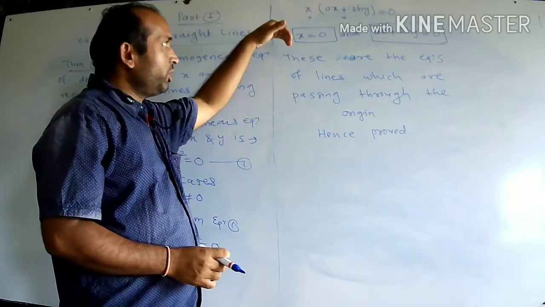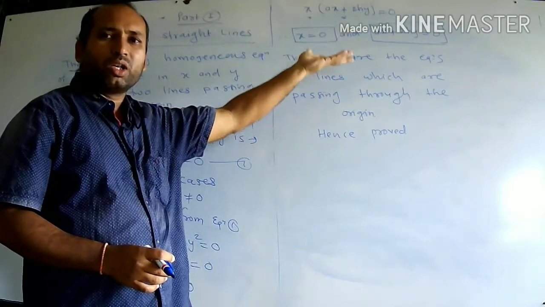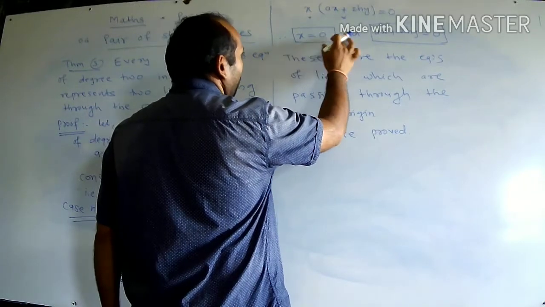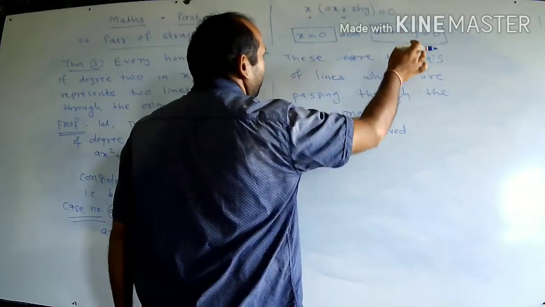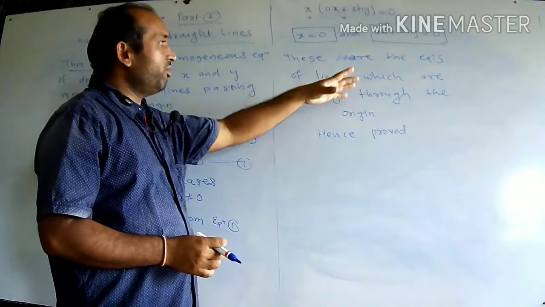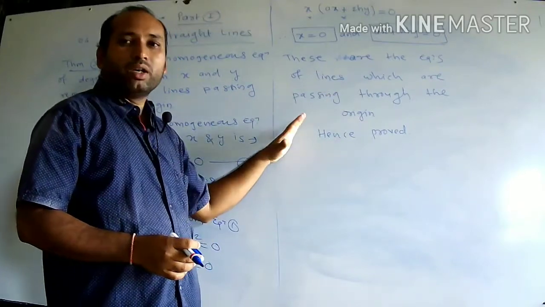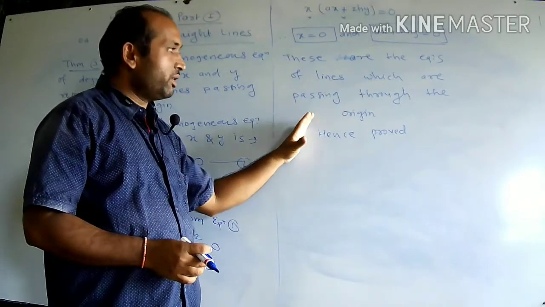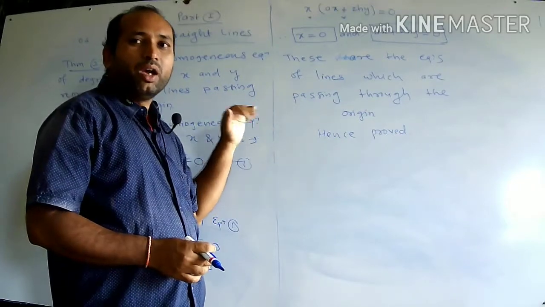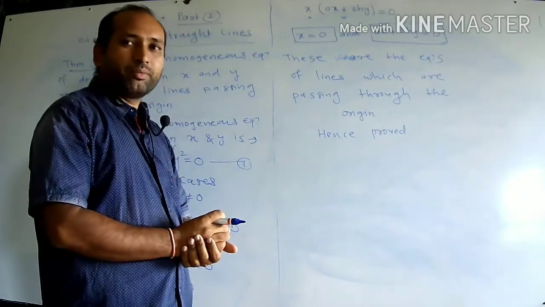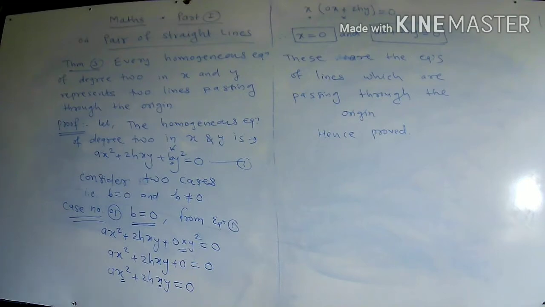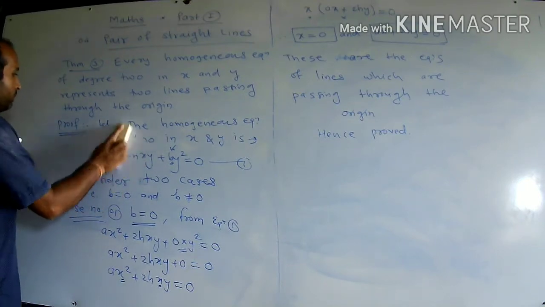Here product of these two terms is 0. That means either first term is 0 or second term is 0 or both terms are 0. So take both terms 0. We have x equal to 0 and ax plus twice hy equal to 0. So these are the equations of lines which are passing through the origin, and this is the required answer. In this way we can prove this theorem by first condition. Again take the second condition. See the second condition again. See the case number 2.